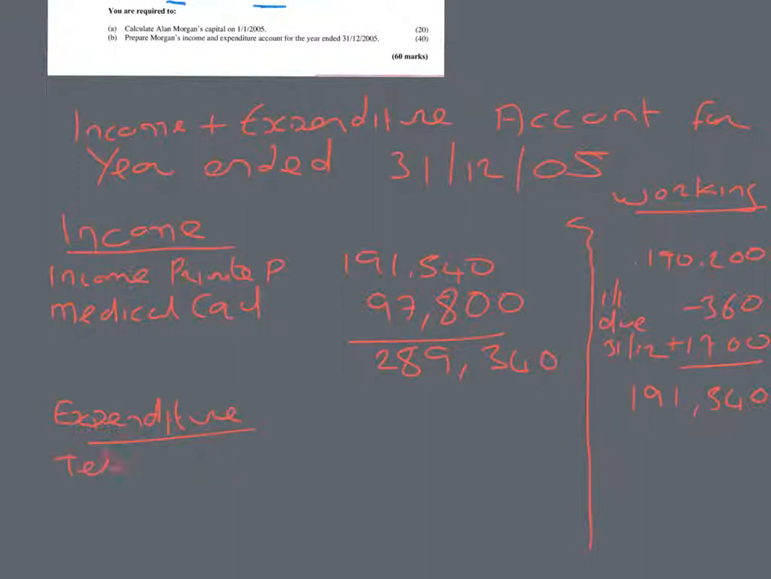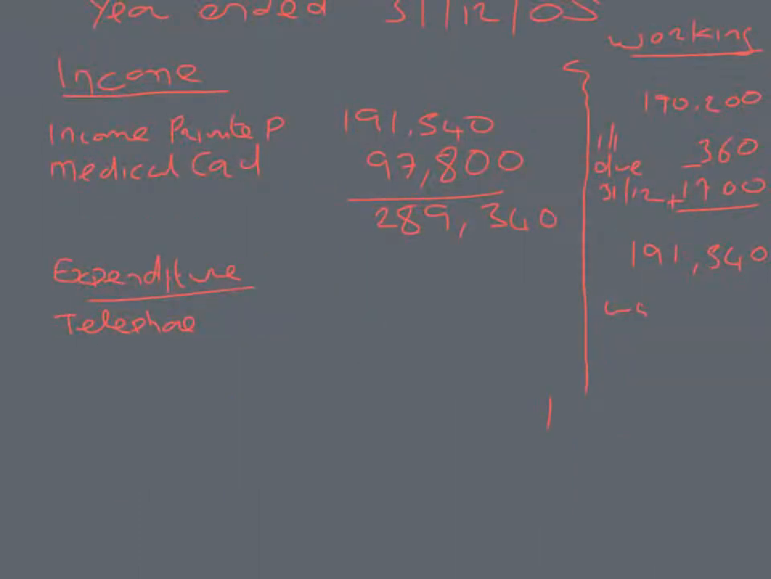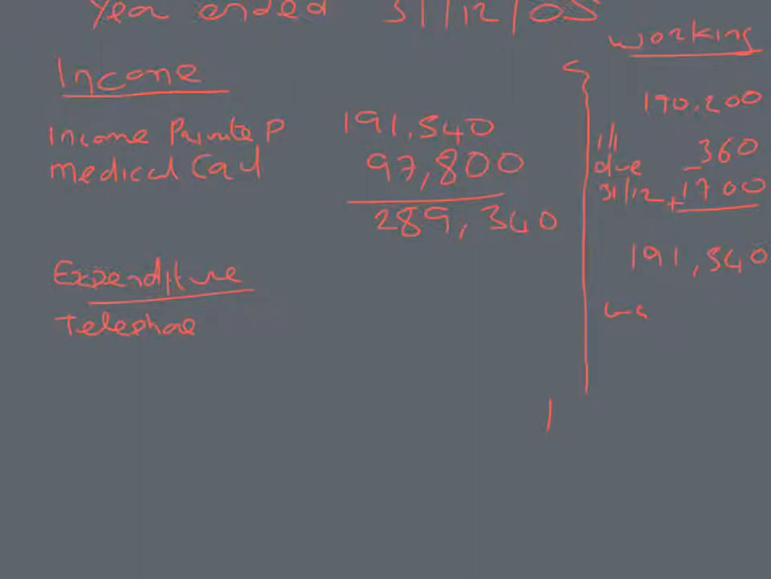So telephone, and if you refer back to the question, we said that there will be workings in relation to telephone. So it's going to be working 2, and what we said was that there was an amount due at the start of the year and the end of the year. Apologies. What we'll start with is what's given in the question. So the amount that's given in the question is 6,700, and then there's an amount due at the start of the year and an amount due at the end of the year.